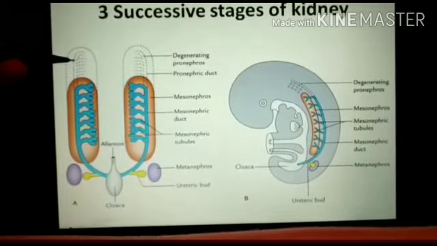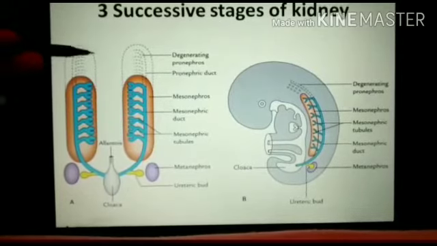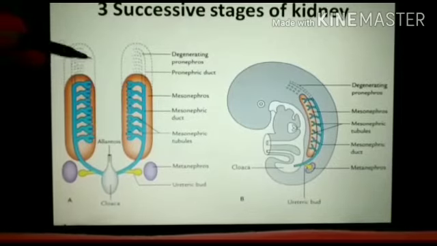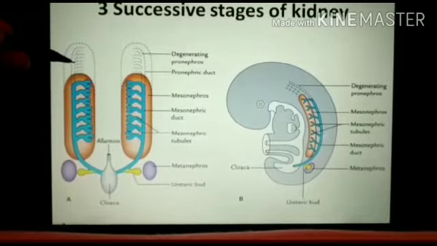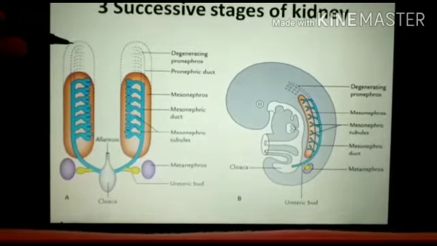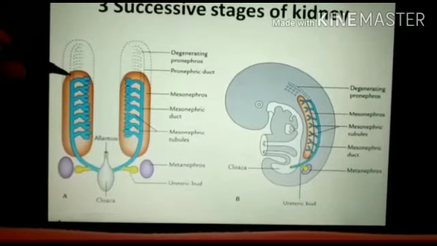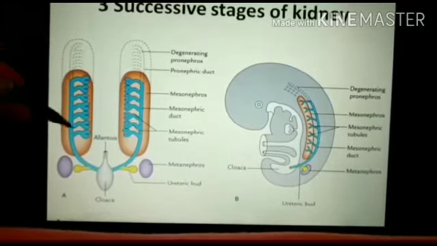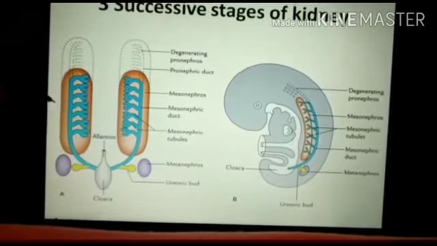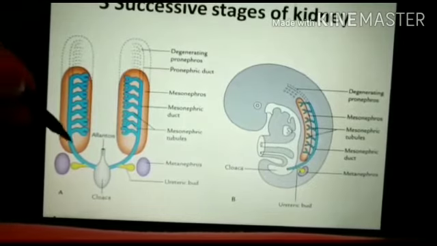These are called as pronephric tubules and this one is the pronephric duct. These pronephric tubules are draining into the pronephric duct. All this system will disappear at the end of 4th week of intrauterine life. According to some authors, this pronephric duct will remain patent, and later on when mesonephros appears and mesonephric duct will form, this pronephric duct will form the mesonephric duct.